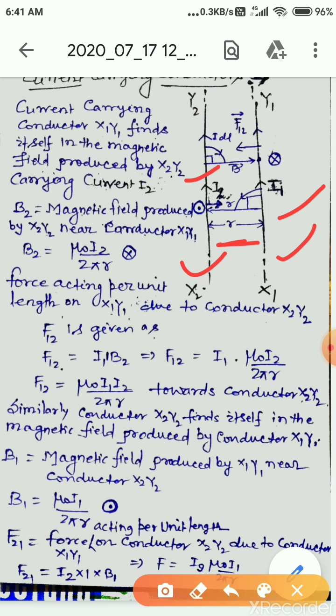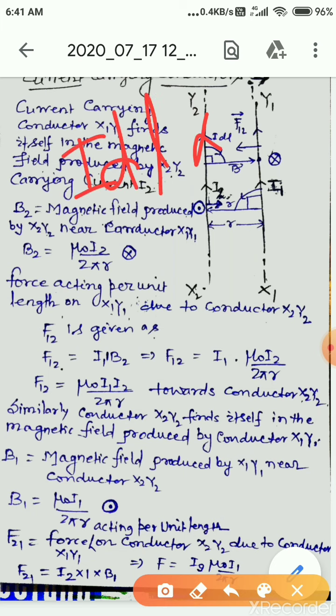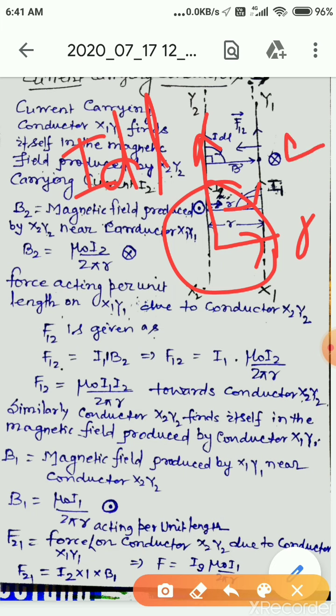Now the direction of magnetic field B2 can be determined by using the cross product rule. So this is the direction of dl. This is the direction of R. So if you rotate a right-handed screw from dl to R, it will be clockwise. So it will go inside. So the direction is perpendicular to the plane of the paper and pointing downward. So this is the direction of B2.